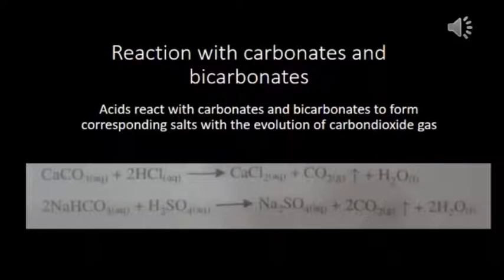The second chemical property of acids is reaction with carbonates and bicarbonates. Acids react with carbonates and bicarbonates to form the corresponding salts with the evolution of carbon dioxide gas. Here they have given you the reaction of calcium carbonate with hydrochloric acid. As a result of this reaction, calcium chloride is formed along with the liberation of carbon dioxide and water.